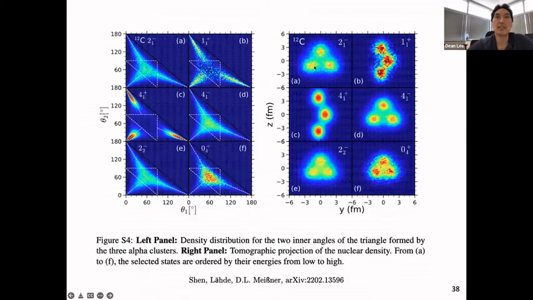But you can also then see some more exotic configurations where we have the 2- state and the 1+ state, 4+ state, and so on, which have then this bent arm configuration or the equilateral triangle configuration.